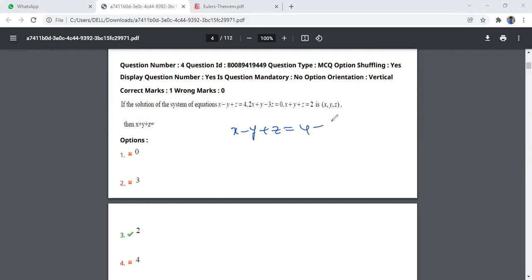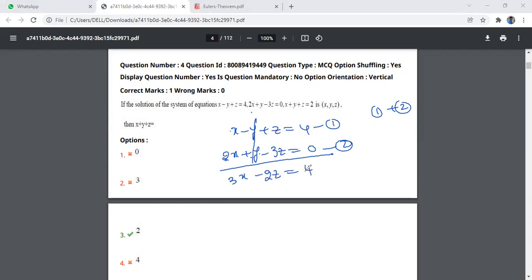So first equation this is, and second equation this is 2x plus y minus 3z is equal to 0. This is the second equation. What I'm doing is adding 1 plus 2. What you will get: 2x plus x, 3x we will get here, plus z, and minus 2z is equal to just 4. Again, you take the first equation and third equation, or else you can take the second equation and third equation. Just eliminate the y value. Simple.